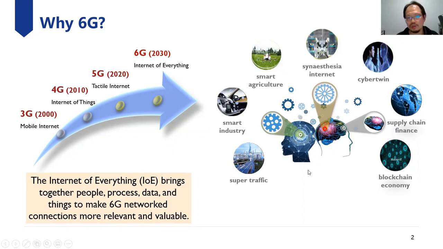And how 6G works is that it works with super traffic, with smart industry, with smart agriculture, with the medical industry and medical IoT, with the cyber twin, with the supply chain and finance and blockchain economy. So we live in an information age where there's always a vast improvement in terms of volume and the amount of data being processed.